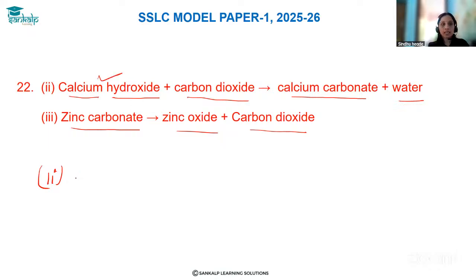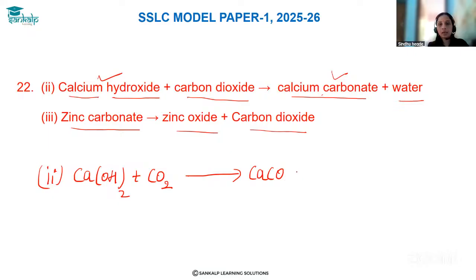Calcium hydroxide, that is Ca(OH)2. Ca(OH)2 plus carbon dioxide, that is CO2, will give calcium carbonate, that is CaCO3, plus water, that is H2O. This is the balanced chemical equation. Ca(OH)2 plus CO2 will give CaCO3 plus H2O.